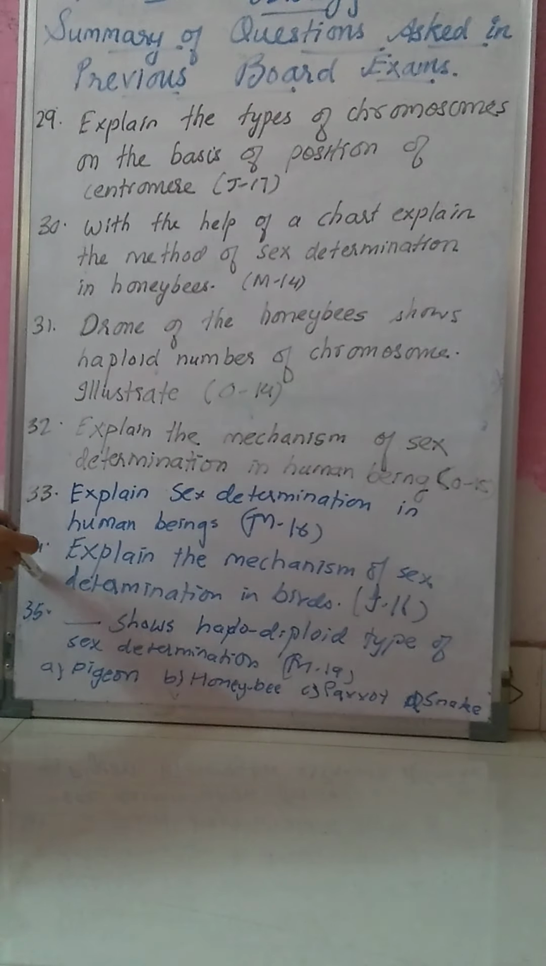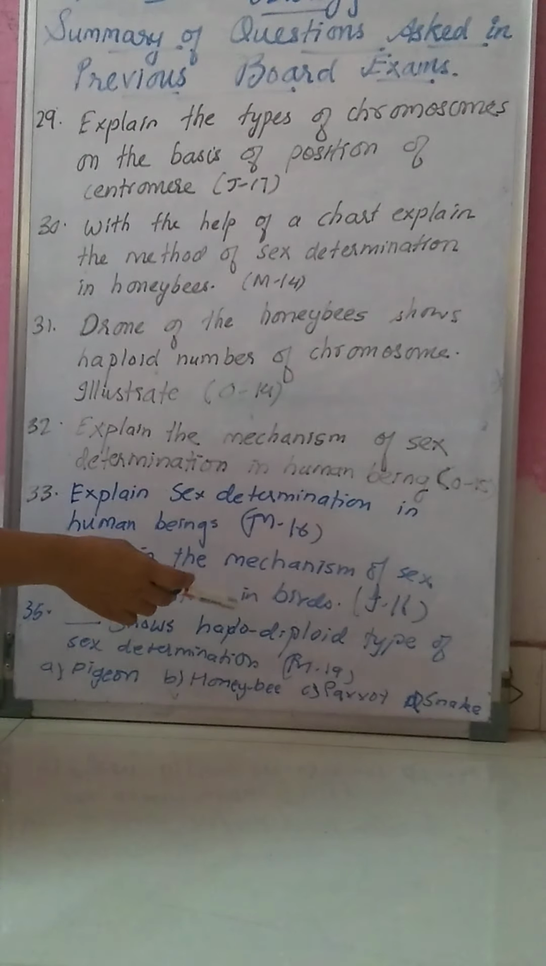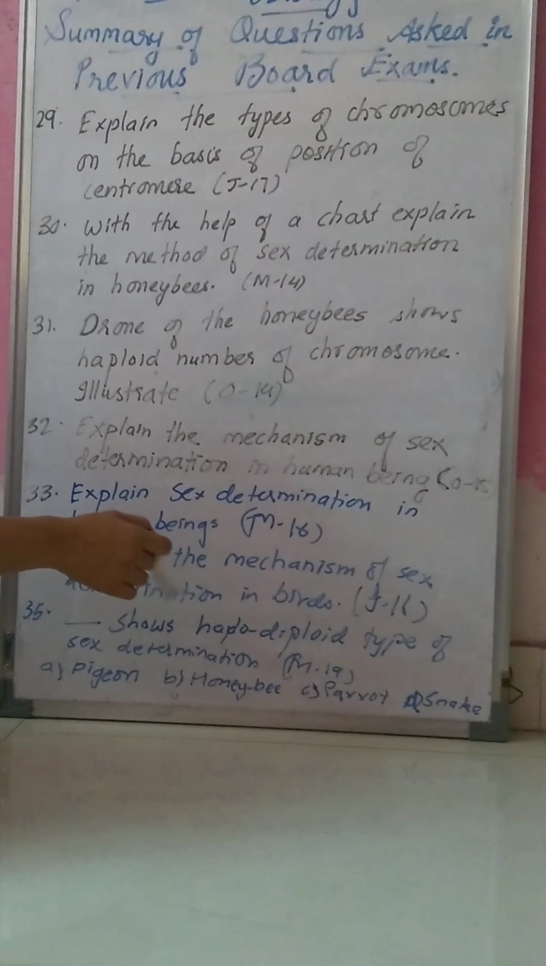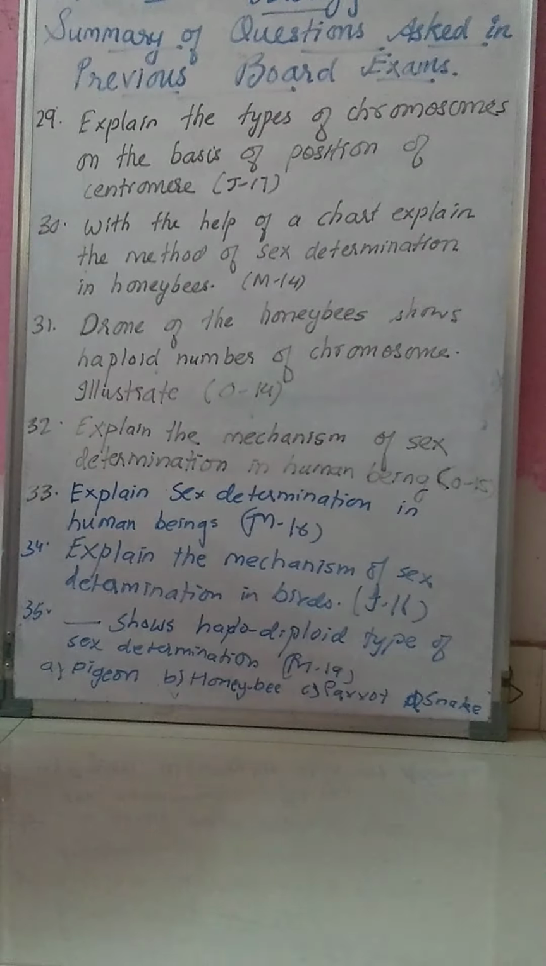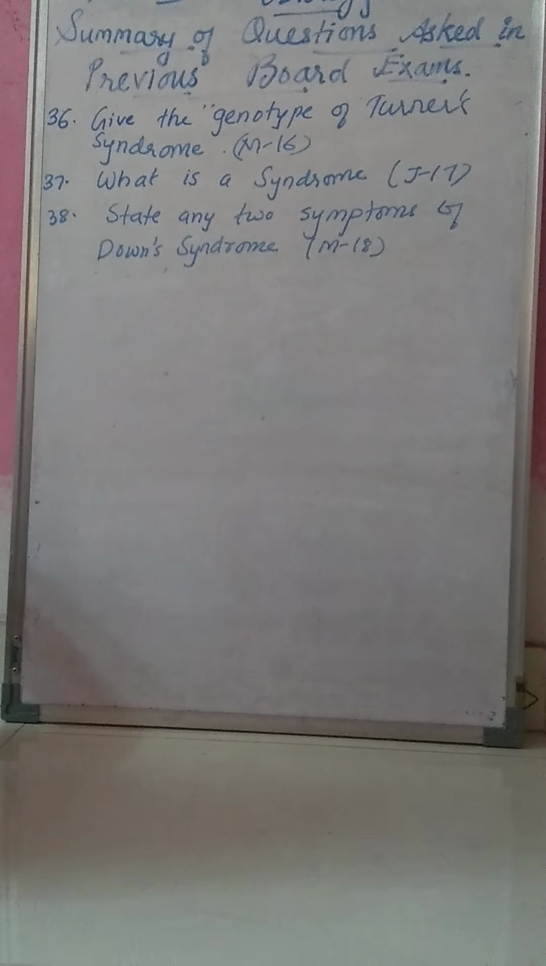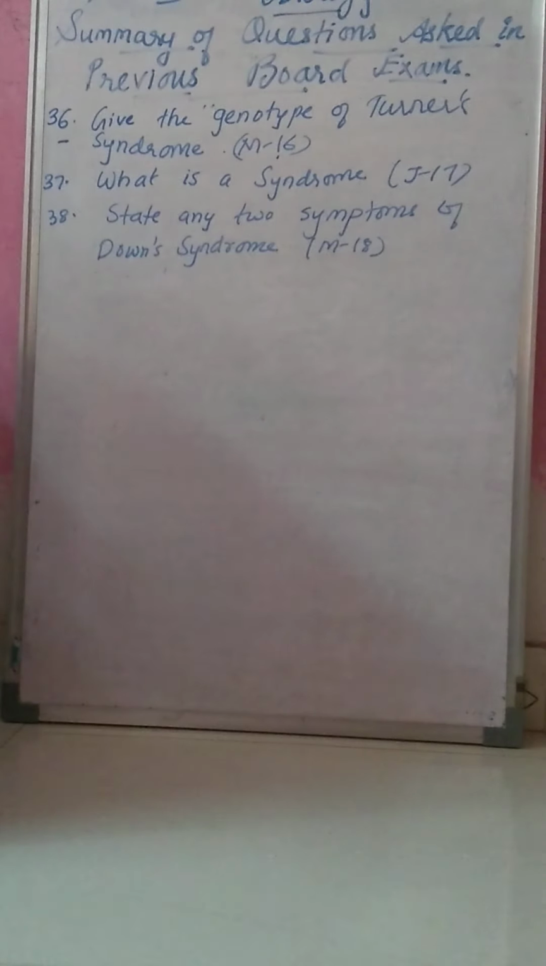Next, question number 34: explain the mechanism of sex determination in birds. Here you have to write the mechanism of sex determination in birds. It was asked in July 2016. Next is: give the genotype of Turner syndrome. This was asked in March 2016.